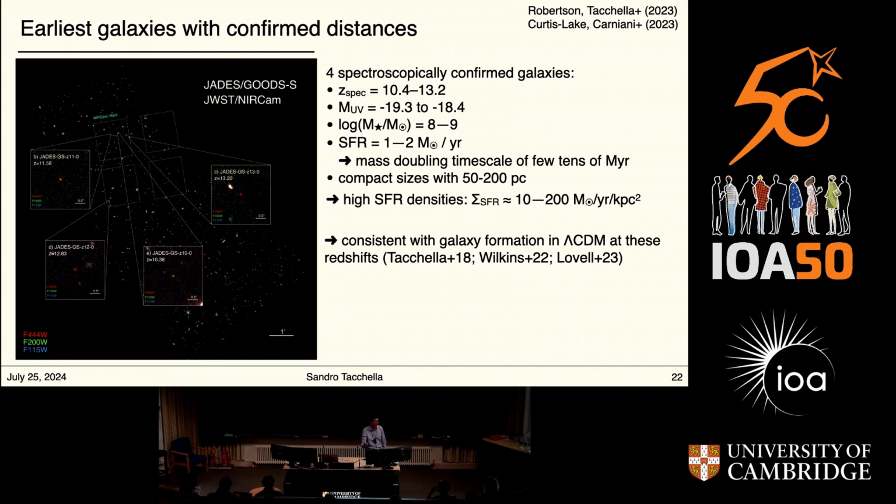And you might say, well, 1 to 2 solar masses per year is like the Milky Way, not that interesting, right? But because the mass is so low, this actually implies a very, very quick doubling timescale. So you're doubling the mass basically every few tens of million years because of star formation. And together with the very compact sizes, you see that the star formation surface density is actually extremely high, up to about 200 solar masses per kiloparsec squared.